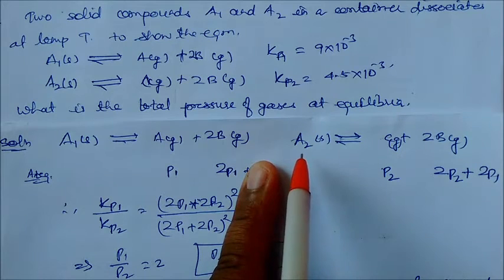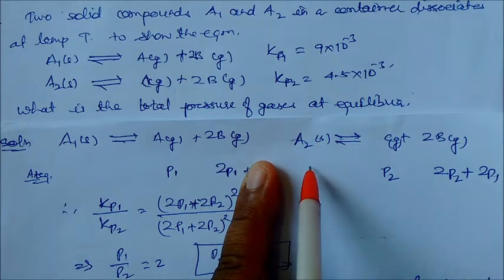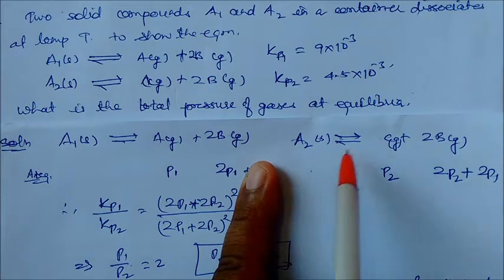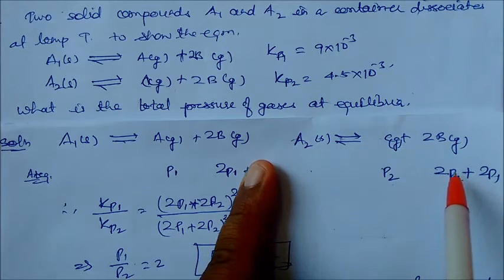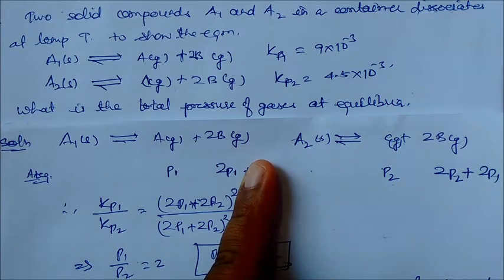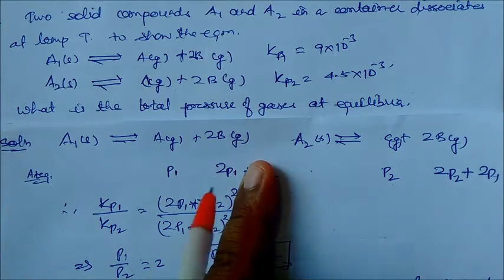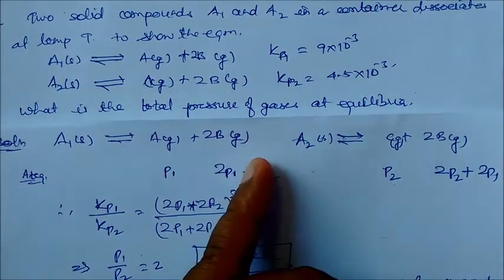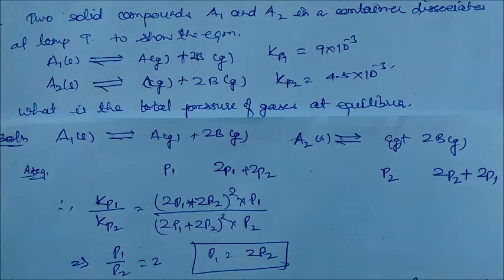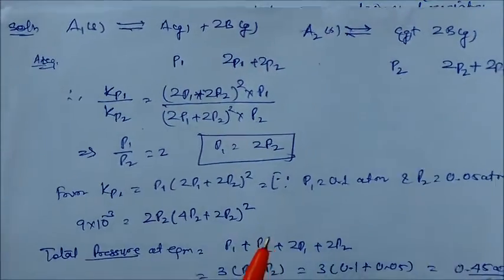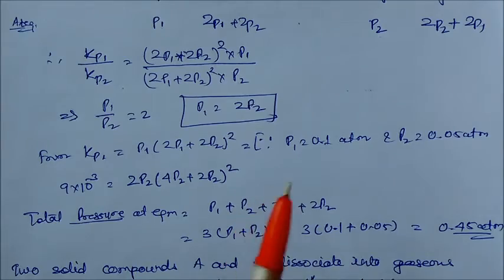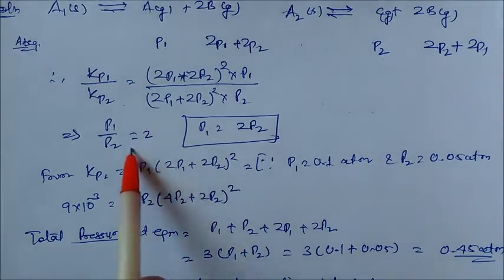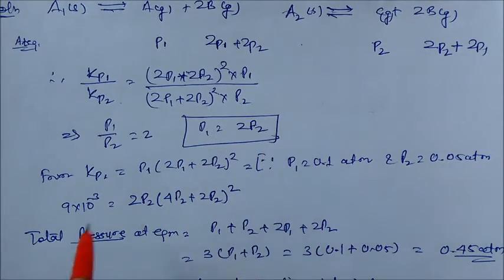Second, A2. This is a solid, so this will not show any pressure. This is P2 and this is 2P2. Since these two quantities are at equilibrium, we have to add this one to this side and this one to this side. So now this becomes your 2P1 plus 2P2. So both are equal. Now we can take the ratio Kp1 and Kp2. On solving we will get P1 by P2 equal to 2. So we got the relationship: P1 equals 2 into P2.